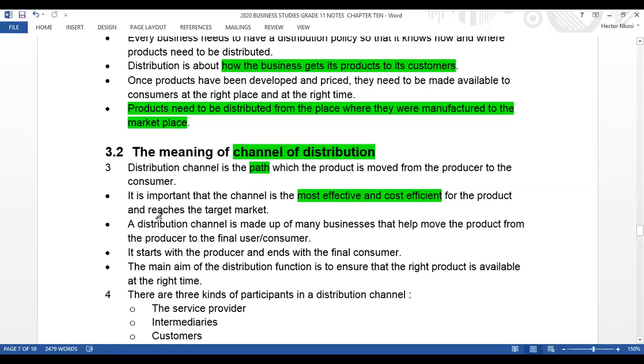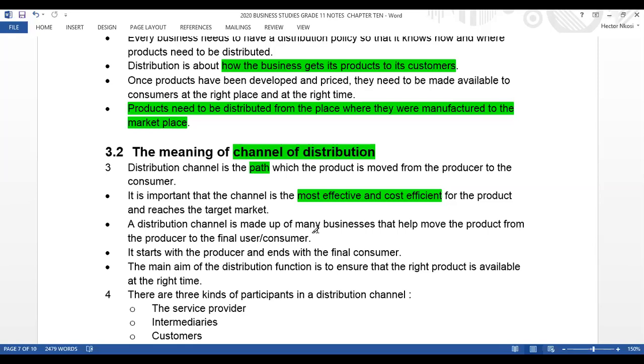All right, boys and girls, a distribution channel is made up of many businesses that help move the product from the producer to the final user or consumer, right? Very important. So we know that the very same distribution channel is made up of many businesses. We've got your post office, it's one of our distribution channels. There are so many distribution channels that help businesses to move their stock or products, basically, right?